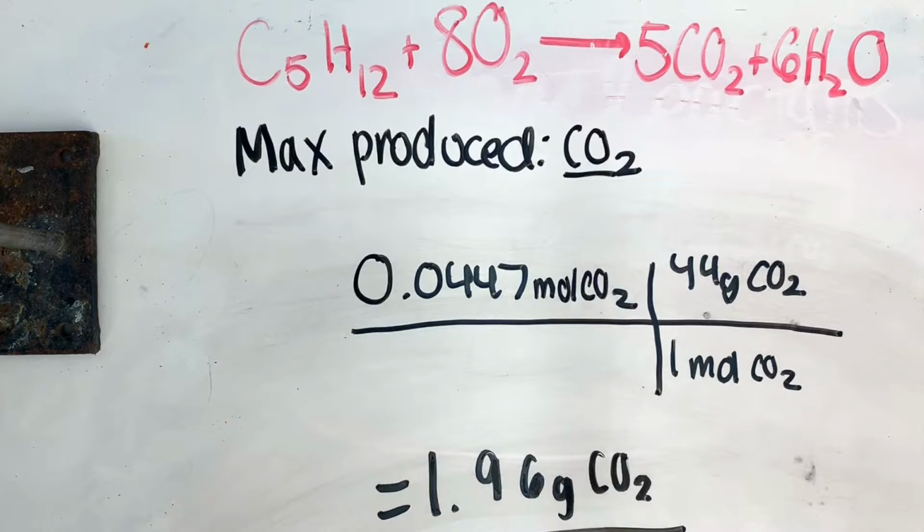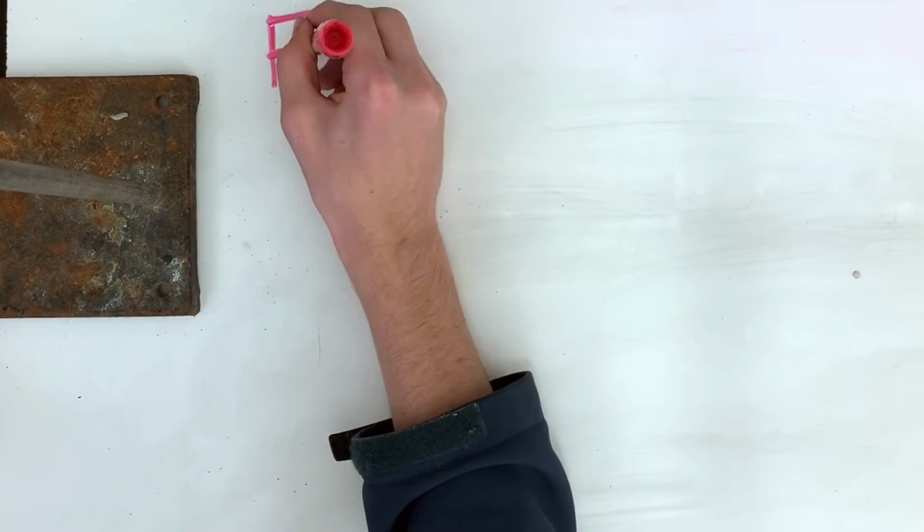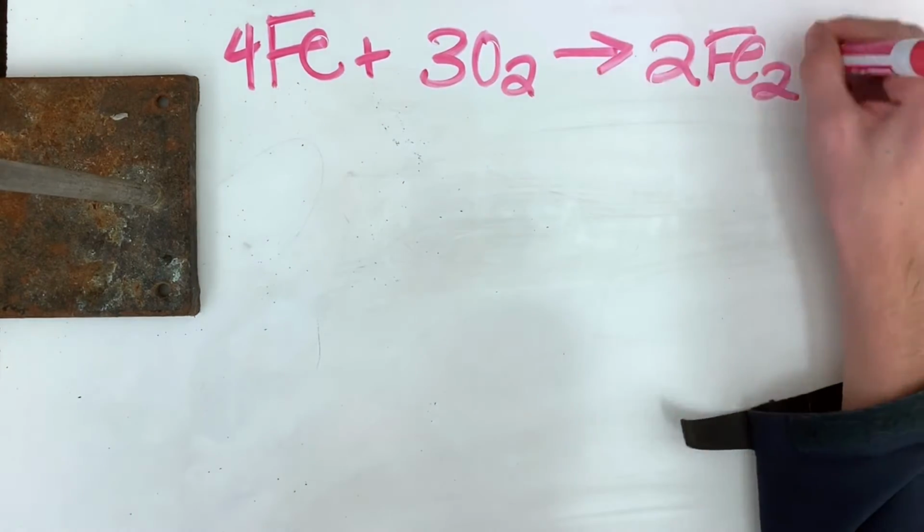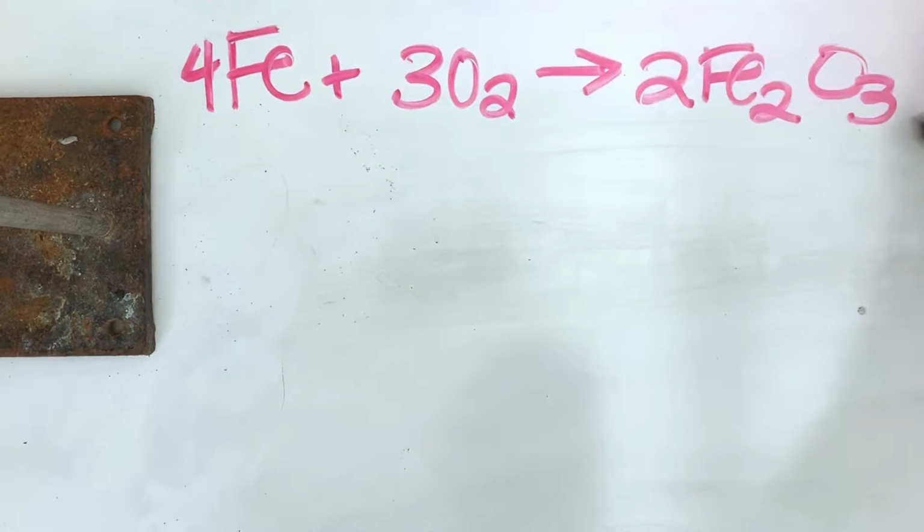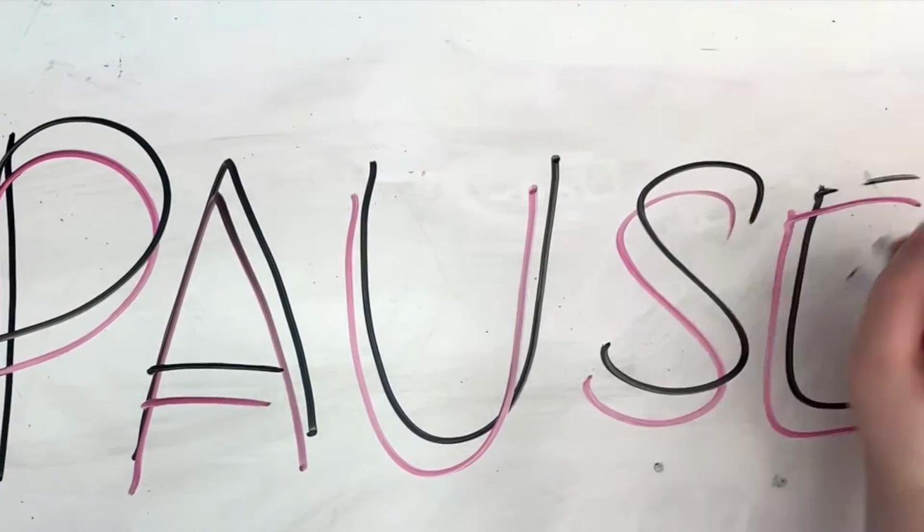Alrighty, so let's try another one. If a reaction between iron and oxygen yields 92.17 grams of ferric oxide, what is the limiting reactant? You should pause here and give it a go.